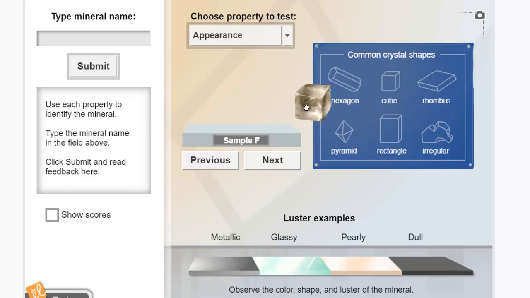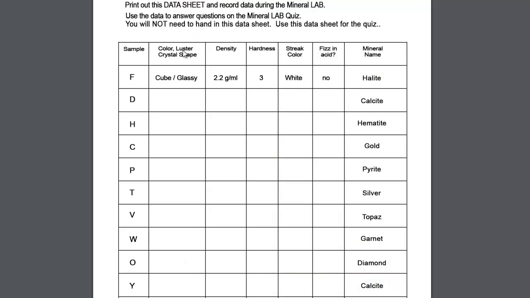Obviously this is a cube, so you'd write down cube. It's glassy, so you'd write down glassy. And the color is actually a whitish color, but it's a little grayish looking here in the lab. So that would be color, luster, crystal shape. It's cube and glassy.